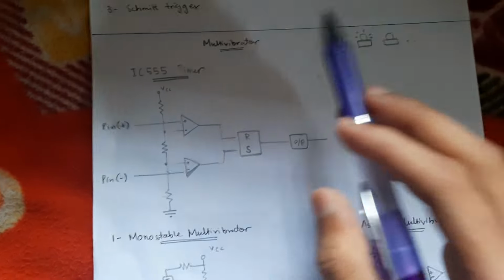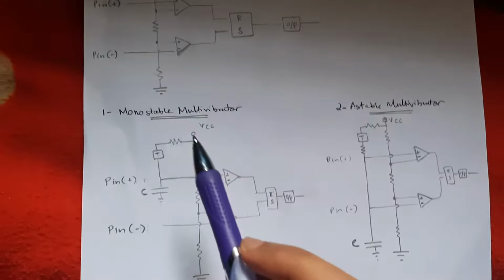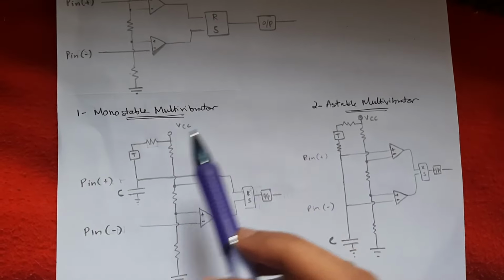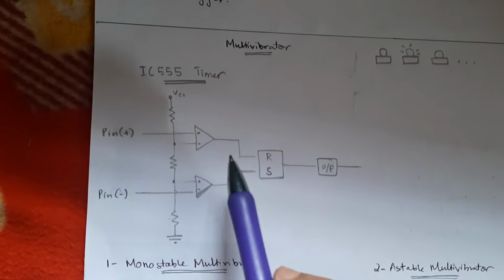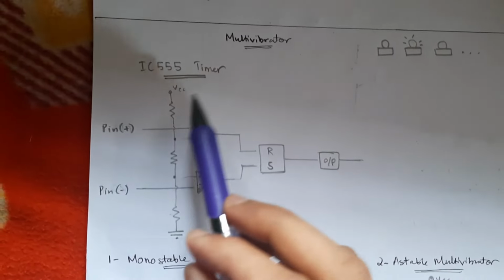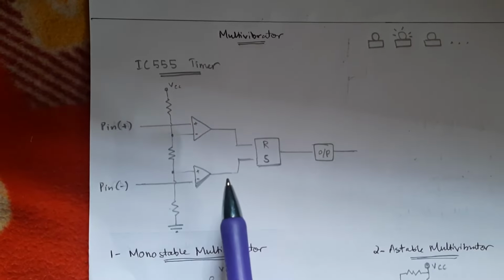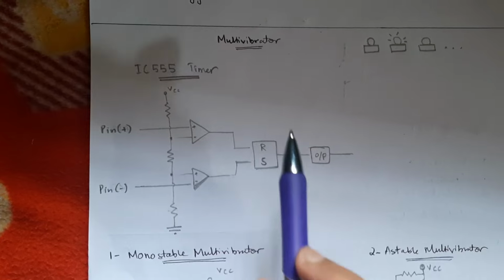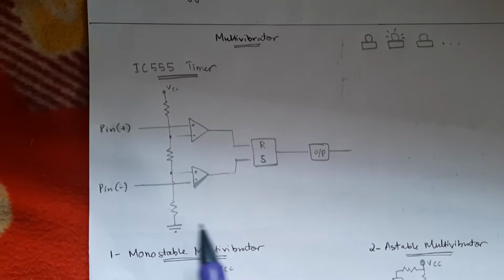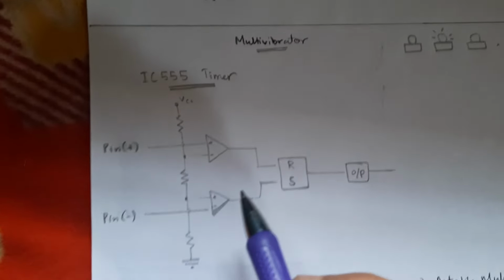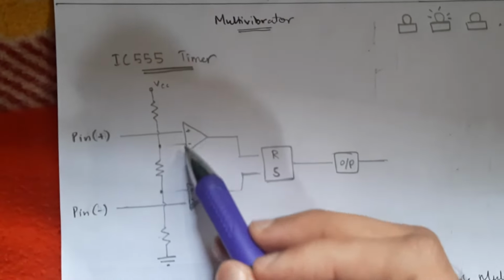So let's get started with multivibrator. We have 2 types of multivibrator: monostable and astable multivibrator. Before getting started with this, we first have to see the main component used in the multivibrator, which is the IC 555 timer. This one is very easy. This is the most simplified diagram which I have drawn, excluding all the other unwanted pins, and this is only the required thing which you are supposed to know about. Now observe here carefully. These are 2 op-amps.